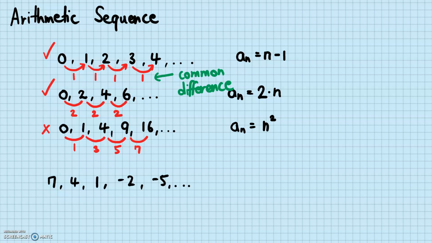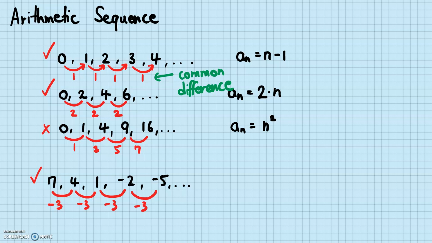First of all, let's see if this is an arithmetic sequence. So the difference here is 3. More specifically, we subtracted 3 here. Again, we subtracted 3 here. And again, we subtracted 3 here. And again, we subtracted 3 here. So the difference is the same, meaning that it is an arithmetic sequence.